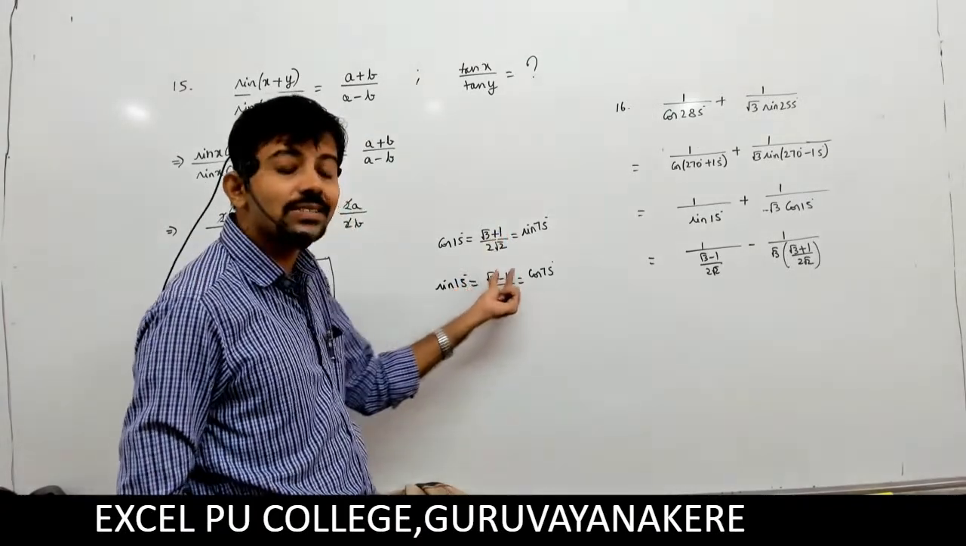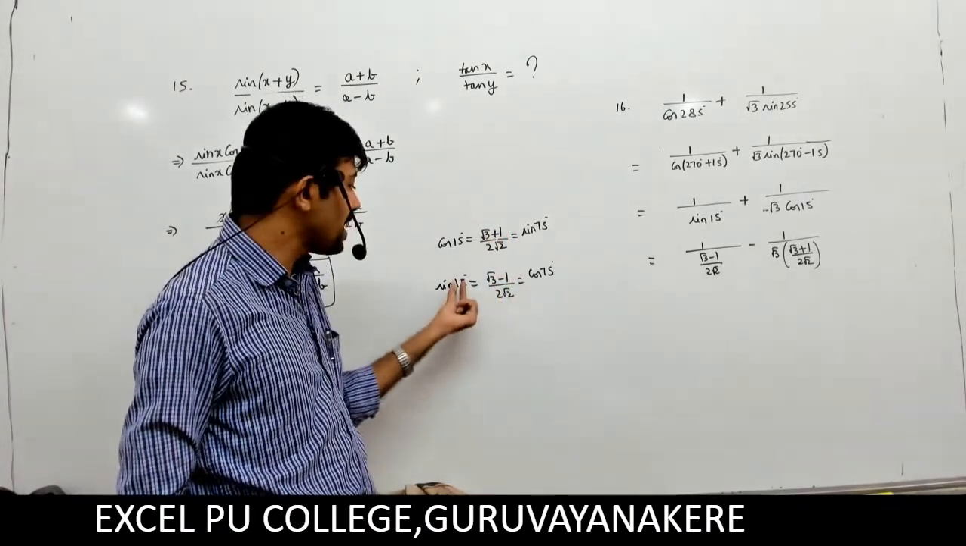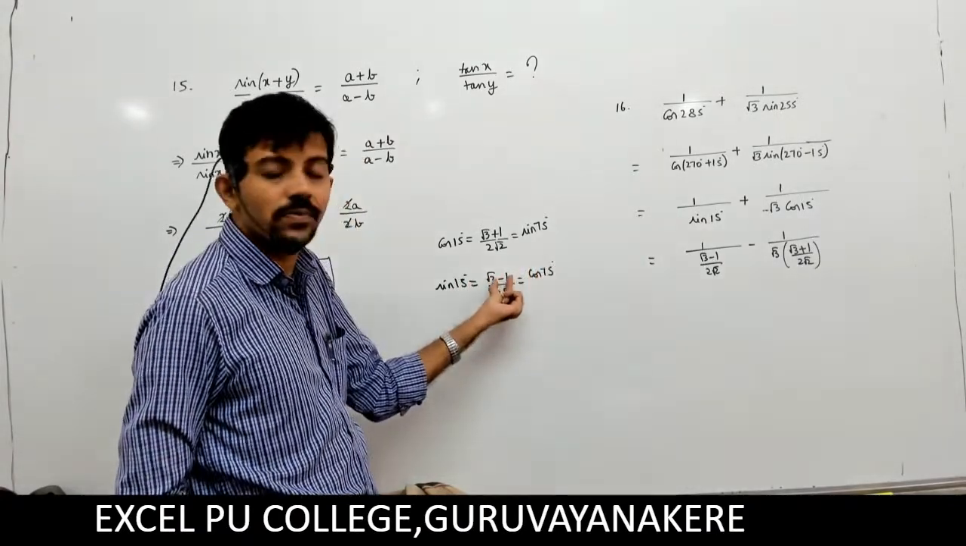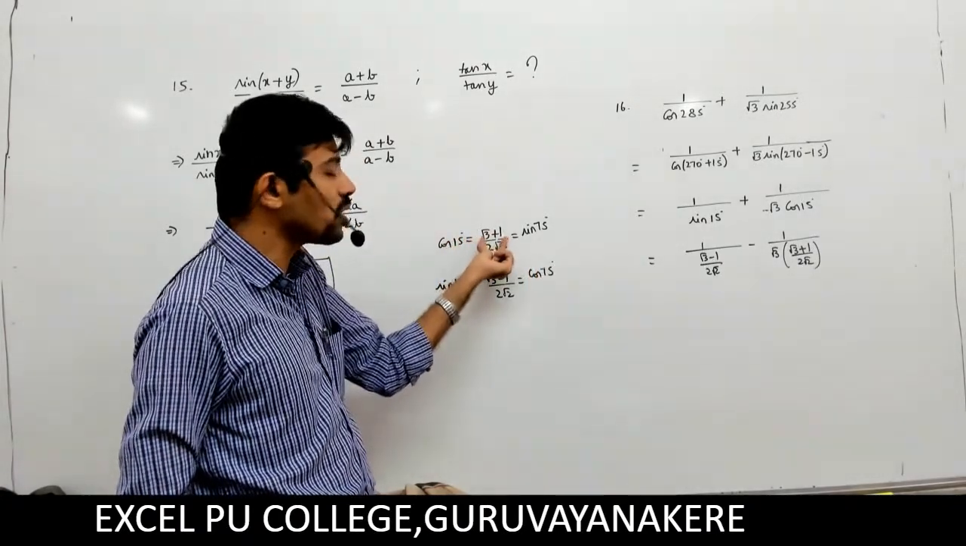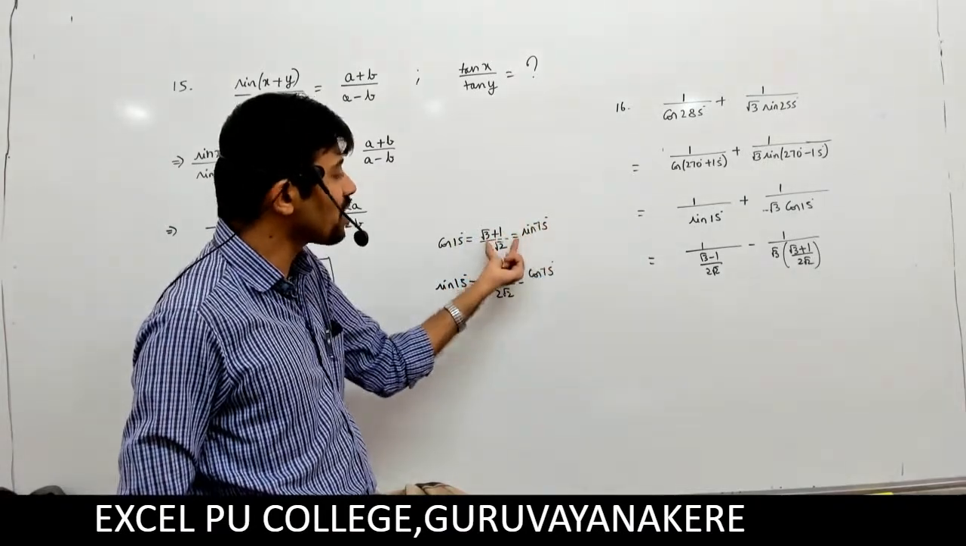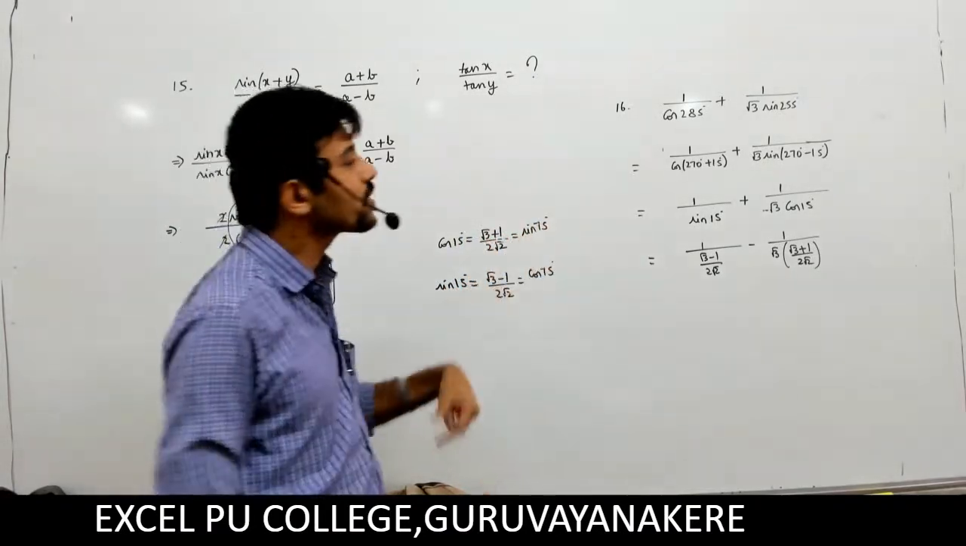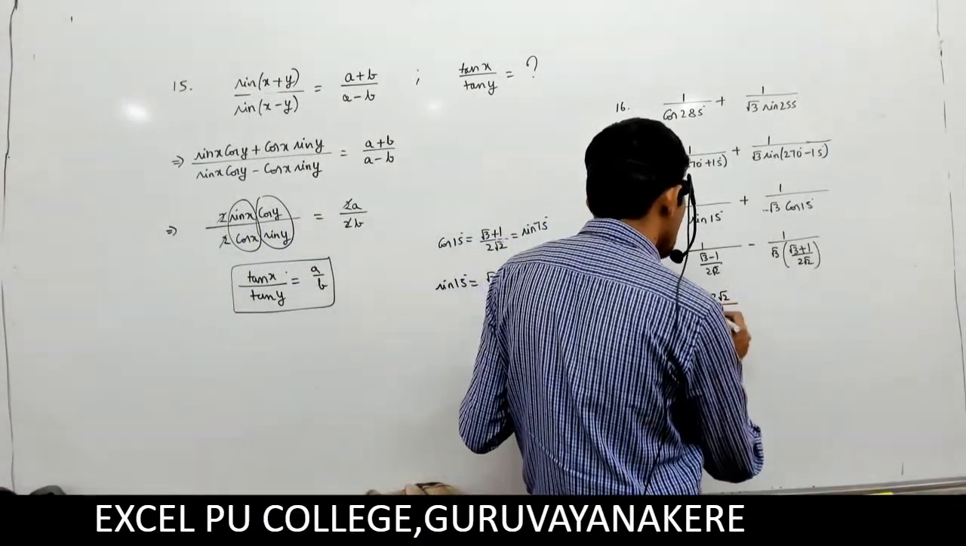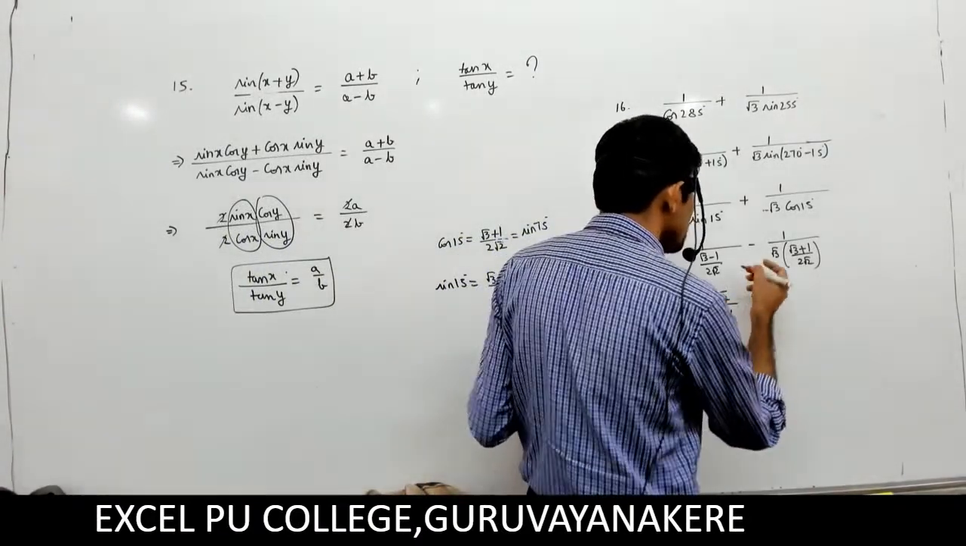Sin 15 degrees is root 3 minus 1 by 2 root 2. For sin, lesser the angle, less is the value, and more angle, more value. For cos, more angle, less value, and less angle, more value. Easy to remember, correct? So, simplify this: 2 root 2 divided by root 3 minus 1.